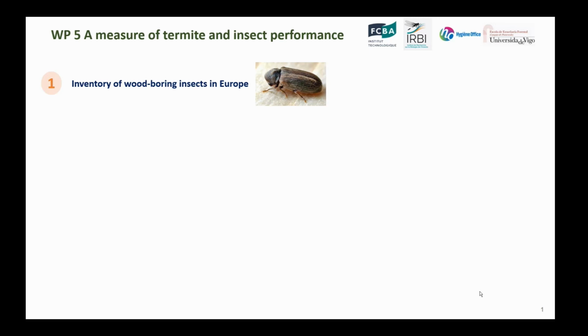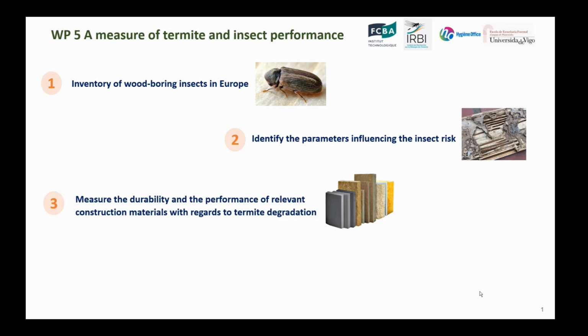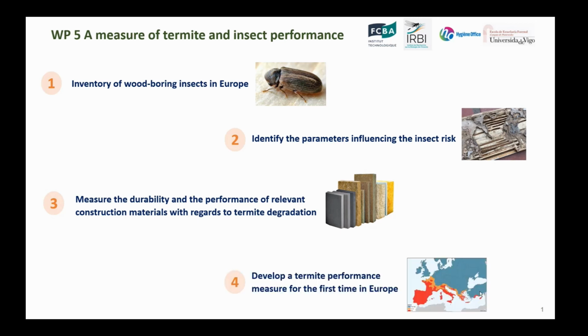The risk for a material of being degraded by insects relies on multiple parameters. Our next task was to identify and categorize these parameters. Because termites are able to degrade various construction materials, it was essential to measure the durability of relevant construction materials and to attempt predicting their performance in different situations of use. Finally, we translated the knowledge gained into a predictive tool which takes into account the insect risk and explains how to handle it in infested areas.